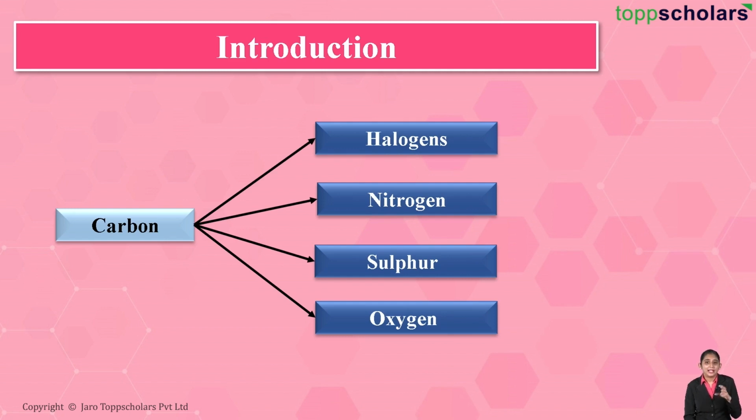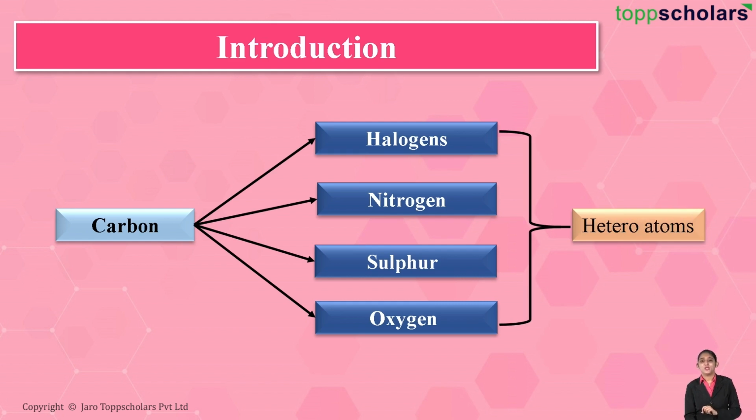Now what happens is, atoms of these elements replace hydrogen atoms present in the hydrocarbons. The atoms of these elements which substitute hydrogen from the hydrocarbons are called heteroatoms. So what do these heteroatoms do? They substitute the hydrogen atoms present in the hydrocarbon, and they are responsible for the characteristic physical and chemical properties of the compound that is so formed. These heteroatoms are referred to as functional groups.